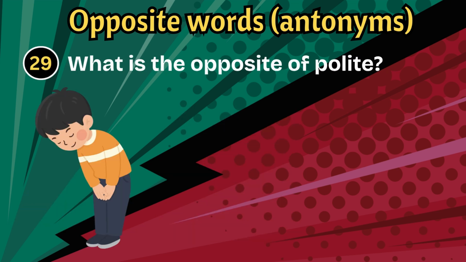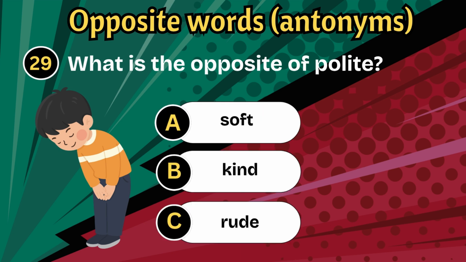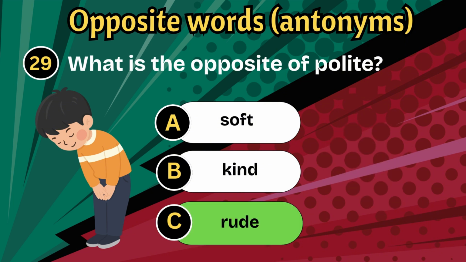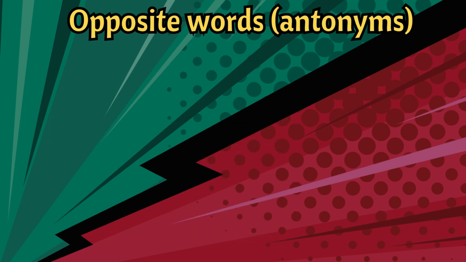What is the opposite of polite? Are you polite to your grown-ups? The correct answer is rude. Polite means using kind words and actions that make others feel good, but rude means having bad manners.